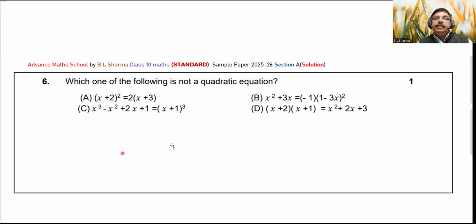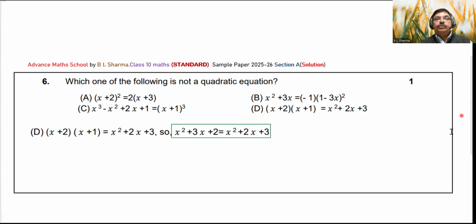यहां पे मैं डायरेक्टली डी पार्ट ले रहा हूं. देखिए, I have taken D part here. On further simplification, we get x square plus 3x plus 2 is equal to x square plus 2x plus 3. x स्क्वायर को जब लेफ्ट साइड लाएंगे तो ये बन जाएगा x minus 1 is equal to 0. Here the highest power is not x square, the highest power is 1, so this is a linear equation. और जब ये linear equation है तो ये quadratic equation नहीं है. That is why D is the correct option.